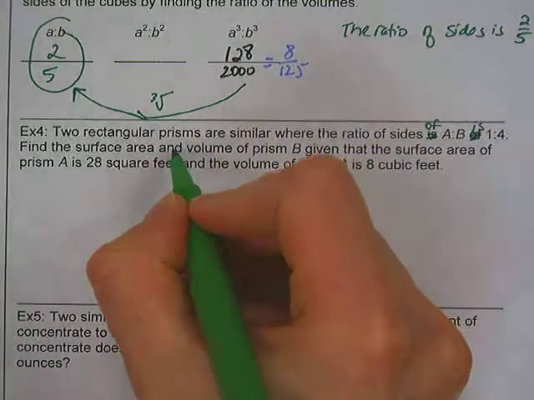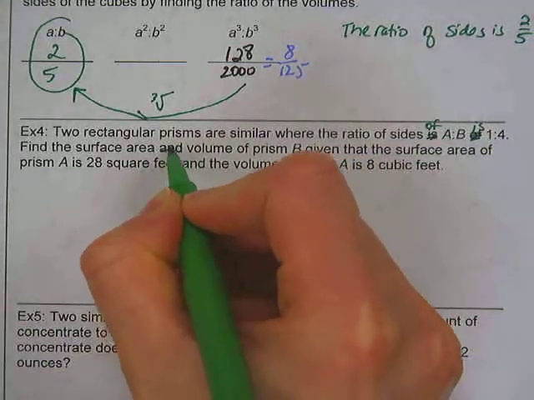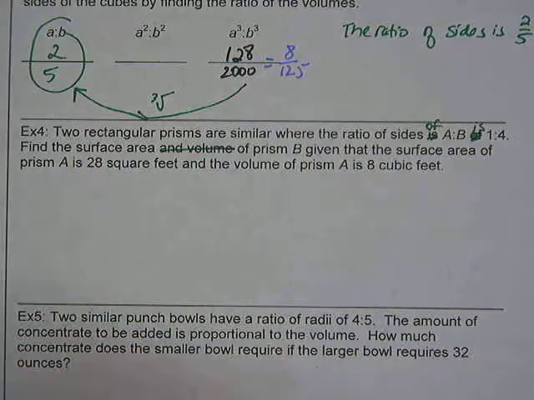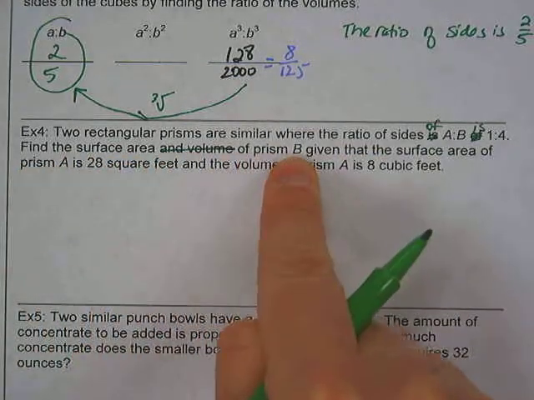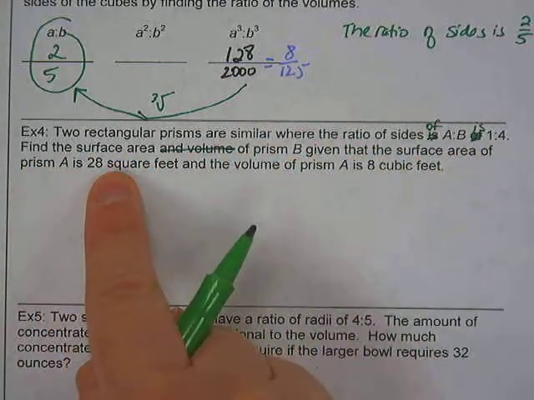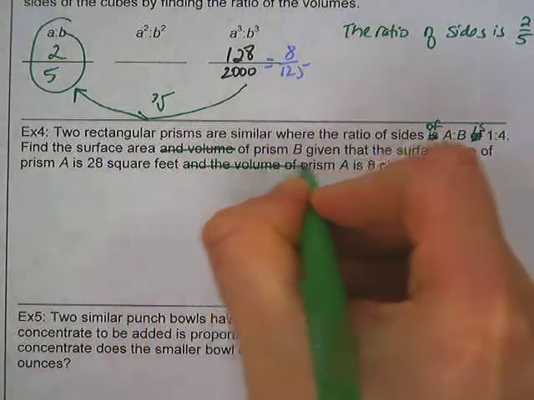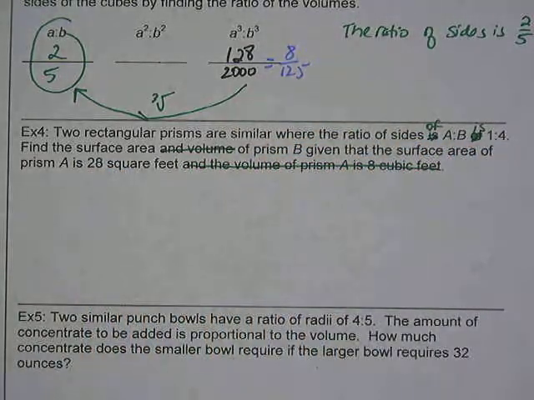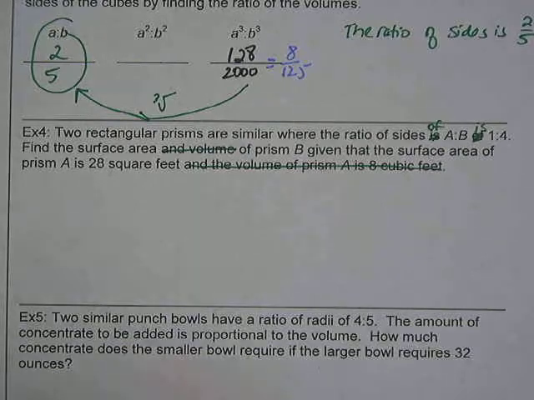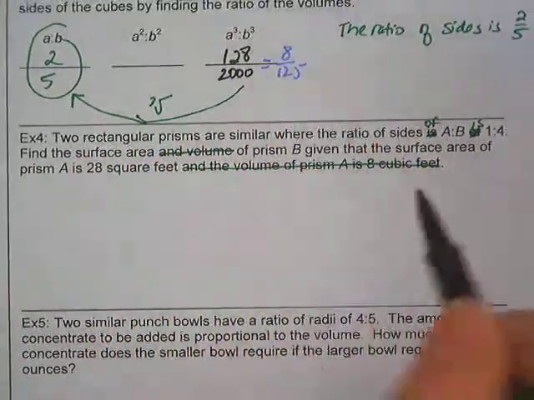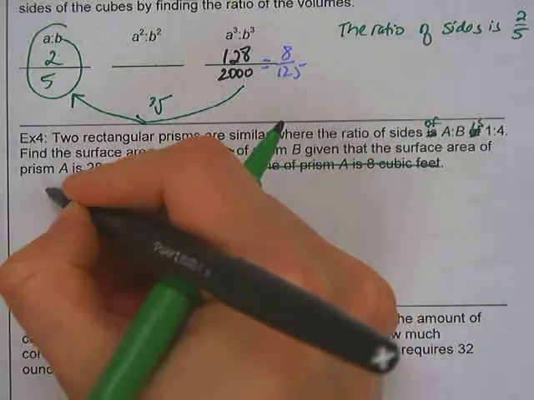Okay, I'm going to actually chop this example in half because I think it'll be a little bit easier if we just focus on one thing. So I'm going to take out the volume. So just find the surface area of prism B given that the surface area of prism A is 28 square feet and leave it at that. So that's going to be a simpler problem to look at.